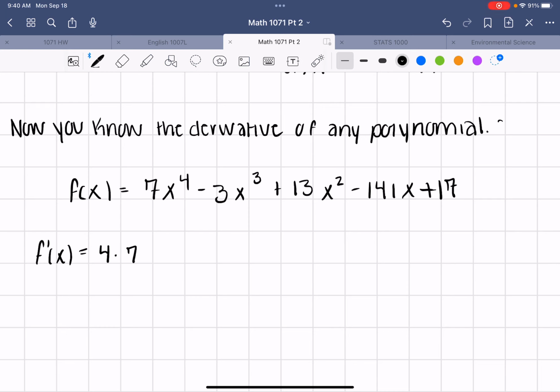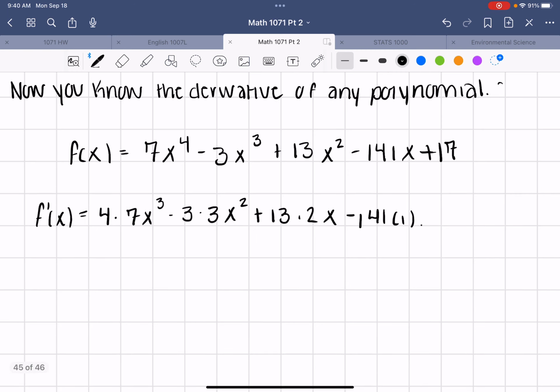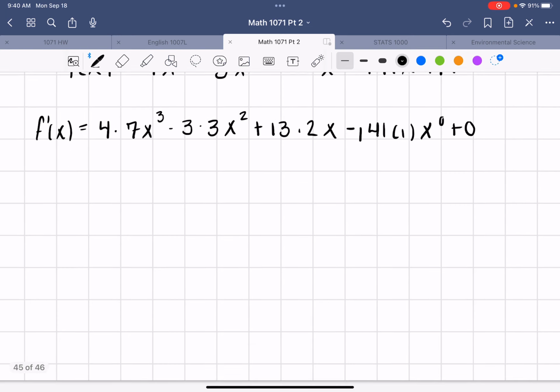And here, 141, that's a coefficient, it stays. The derivative of x is just 1, or 1 comes down in front, the new power of x is 0. And then 17 is a constant, meaning it doesn't have an x with it, just a plain constant, so its derivative is 0. So if you want to clean this up, 28x cubed minus 9x squared plus 26x minus 141. There's your derivative at sight.